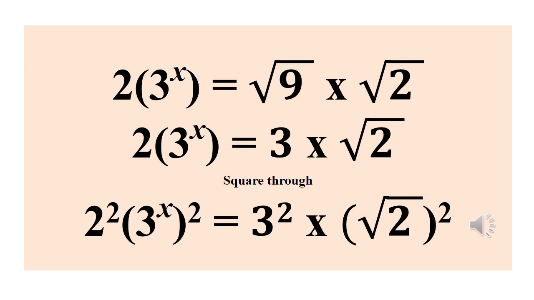From here, we have 2 into bracket 3 raised to power x, close the bracket, equals square root of 9 times square root of 2. Square root of 9 is 3. So we have 2 multiplied by 3 raised to power x equals 3 times square root of 2. Now if we square everything that we have here, you square 2, that will be 2 squared. You square 3 raised to power x, that will be 3 raised to power x, squared. Then you square 3, that will be 3 squared, multiplied by square root of 2 squared.